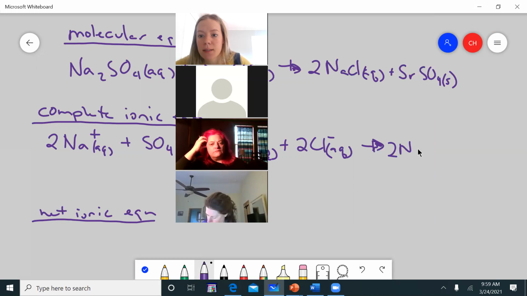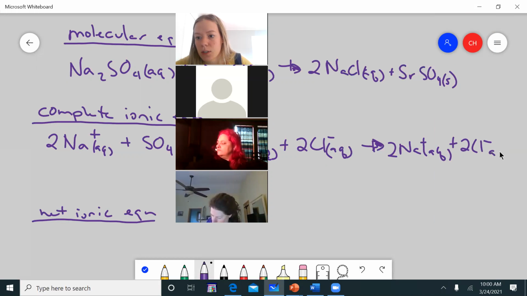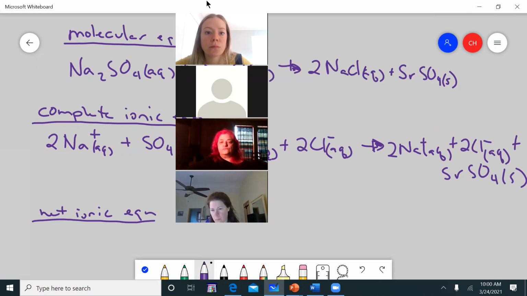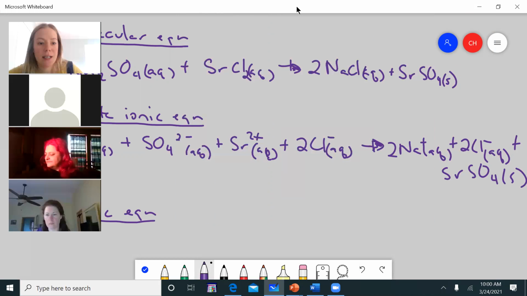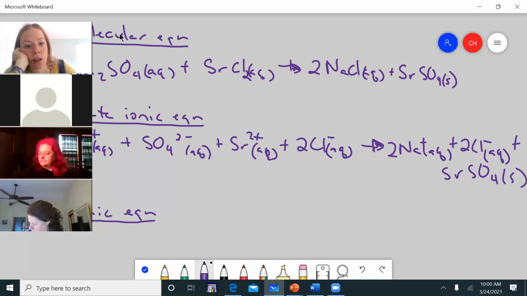So I have to break this up. I have 2 Na+, aqueous, plus 2 Cl-, which is also aqueous, plus the precipitate, SrSO4, solid. So yeah, it's kind of tedious. You do need to put the aqueous in for everything that's aqueous. You do need to put the appropriate charge in.